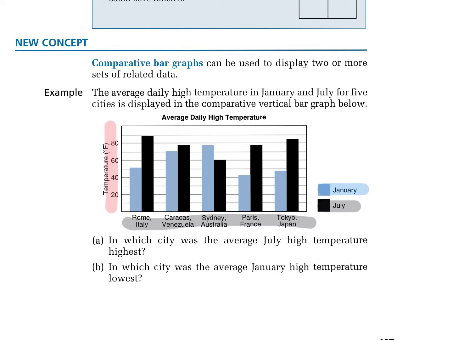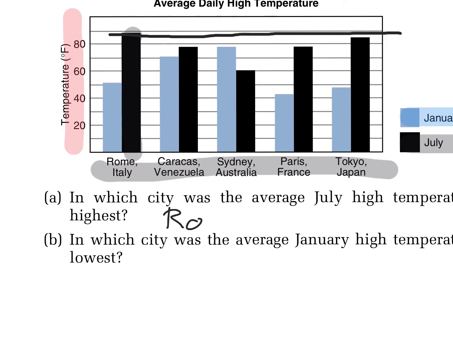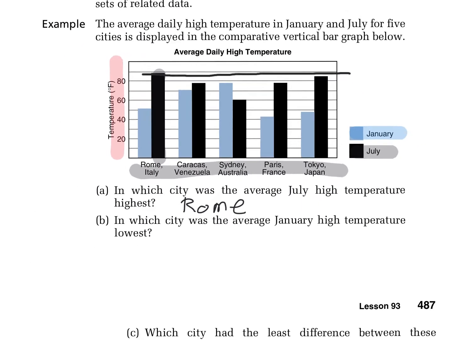So you can see how that data set is arranged. Then our questions, we're going to view our graph. In which city was the average July high temperature the highest? So we're looking for July, which is black, and I'm going to be looking here. I have Rome. It looks like if I'm drawing a line that Rome would be the highest, very close to Tokyo, Japan, but Rome would be the highest, I would say, at about 89. It doesn't say specifics, but your answer here would be Rome, Italy. I don't have my pen out right now, so my handwriting's a little sloppy.